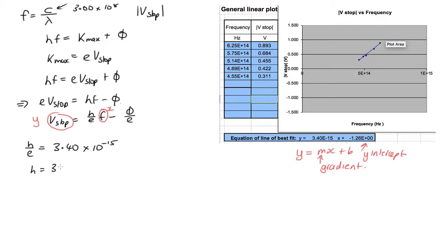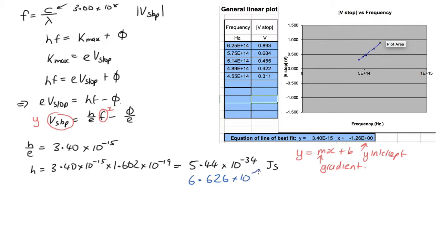So I've got h is equal to 3.40 times 10 to the minus 15 times e, which is 1.602 times 10 to the minus 19. Solving that on the calculator, I end up with 5.44 times 10 to the minus 34, and that is in joule seconds. Okay, now it's not perfect because the real value of Planck's constant is 6.626 times 10 to the minus 34 joule seconds, but at least it's the right order of magnitude. So that gives me a bit of an idea about how accurate that photoelectric kit was.